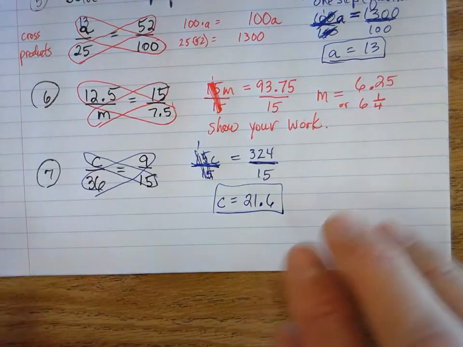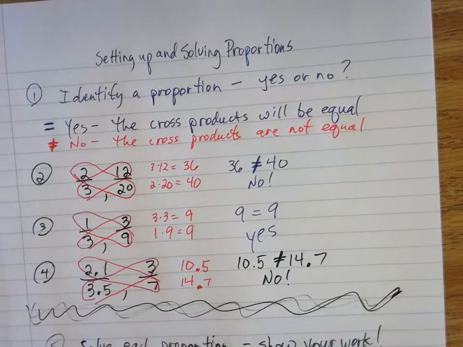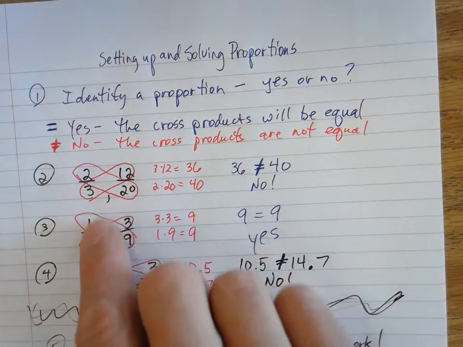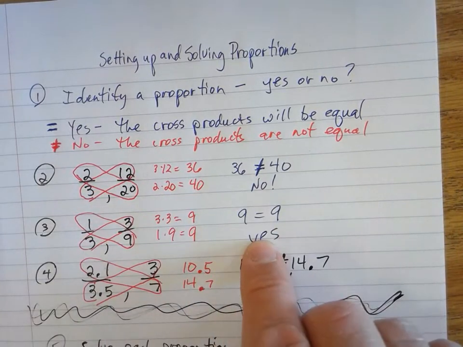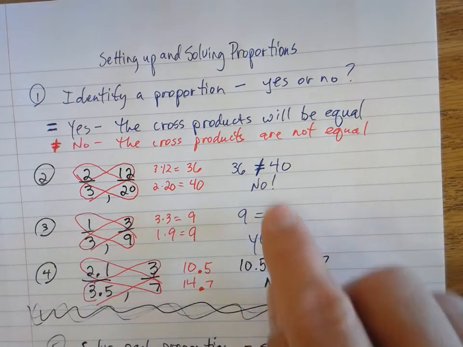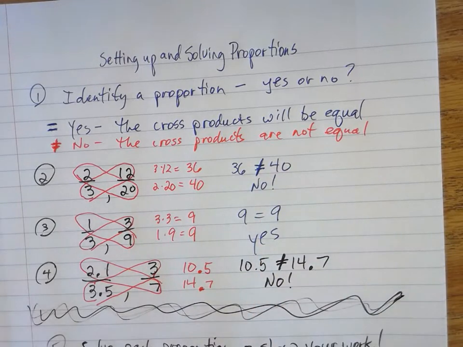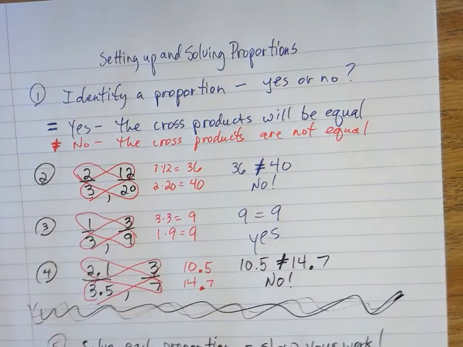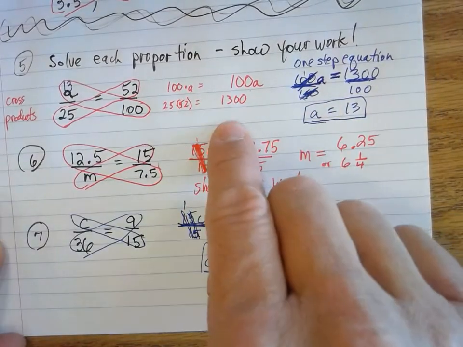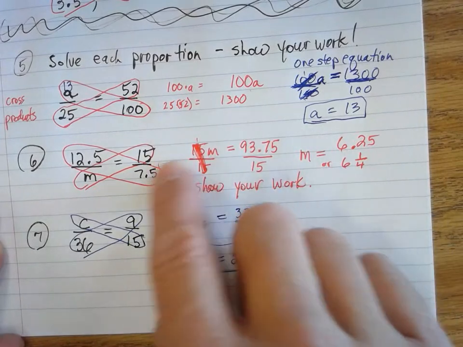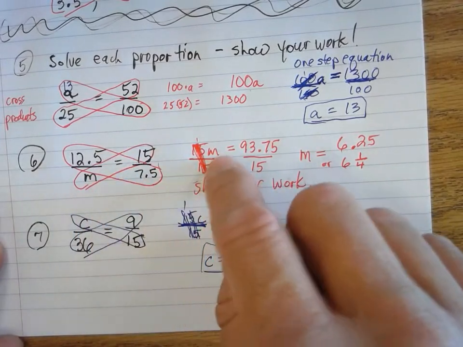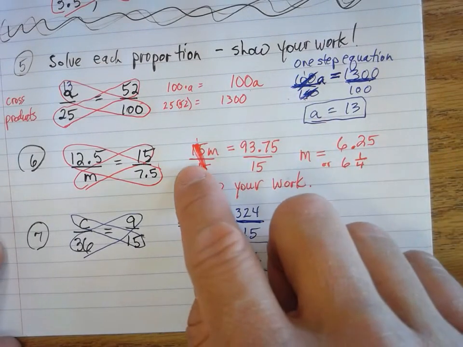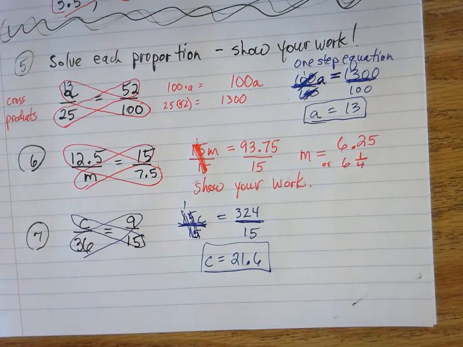All right, so in review, real fast, cross product method is what you need to use to figure out if it's a yes or a no. If they have equal cross products, like this one, it's a yes. If they don't have equal cross products, like these two, then they cannot make a proportion. That will be a no. So yes, they are. No, if they are not. Down here, make sure you show your work, okay, by setting up the little equations, again using the cross product method, and then divide each side by the number that's in front of the variable. So here we divided by 100, here we divided by 15, here we also divided by 15.